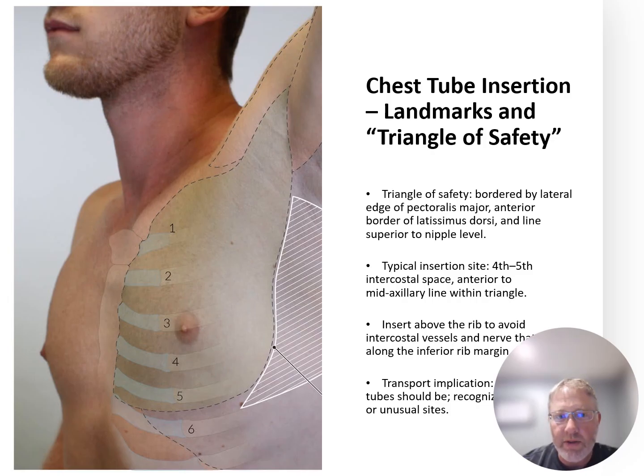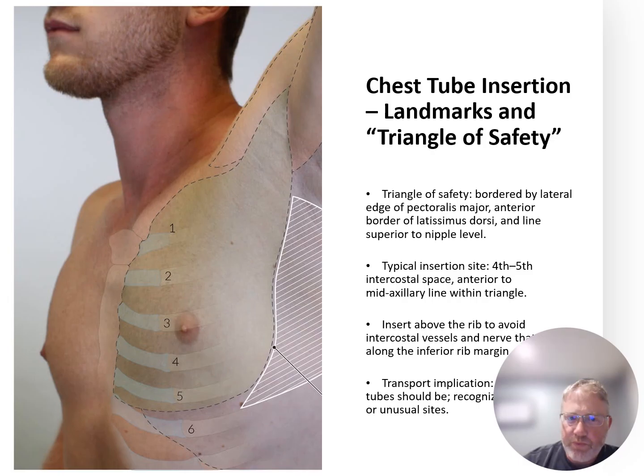The tube then is inserted just above the rib to avoid nicking any of the intercostal nerves or vessels, which run along the inferior rib margin. So you always want to go between.